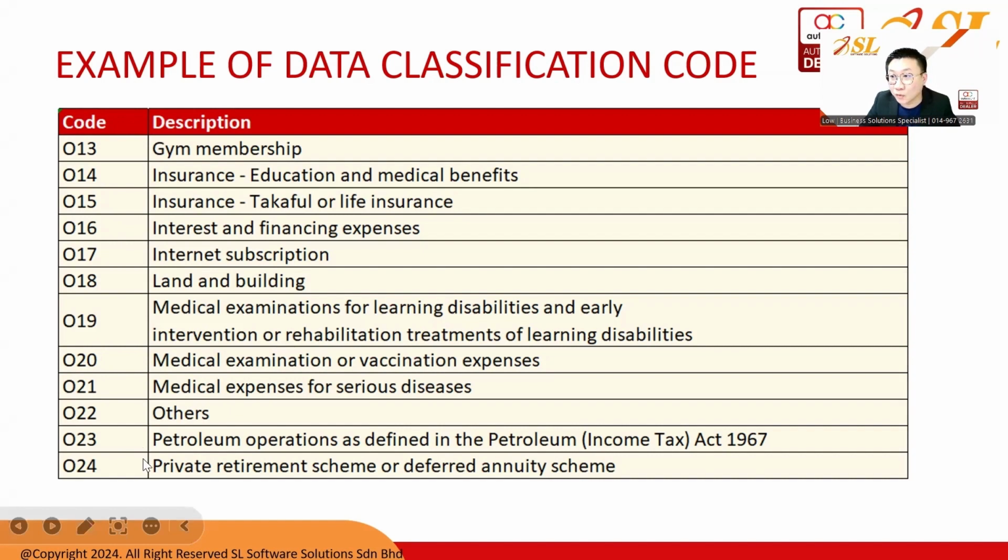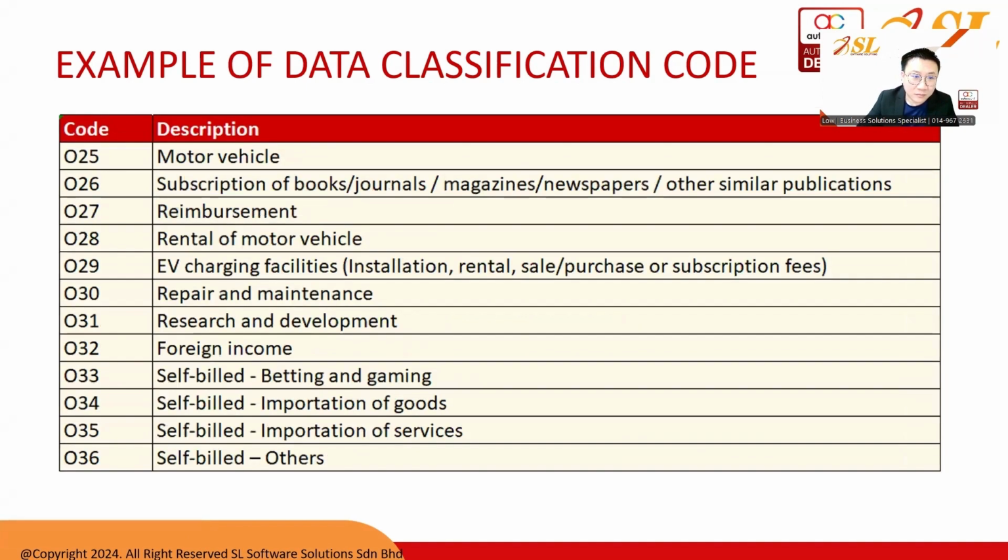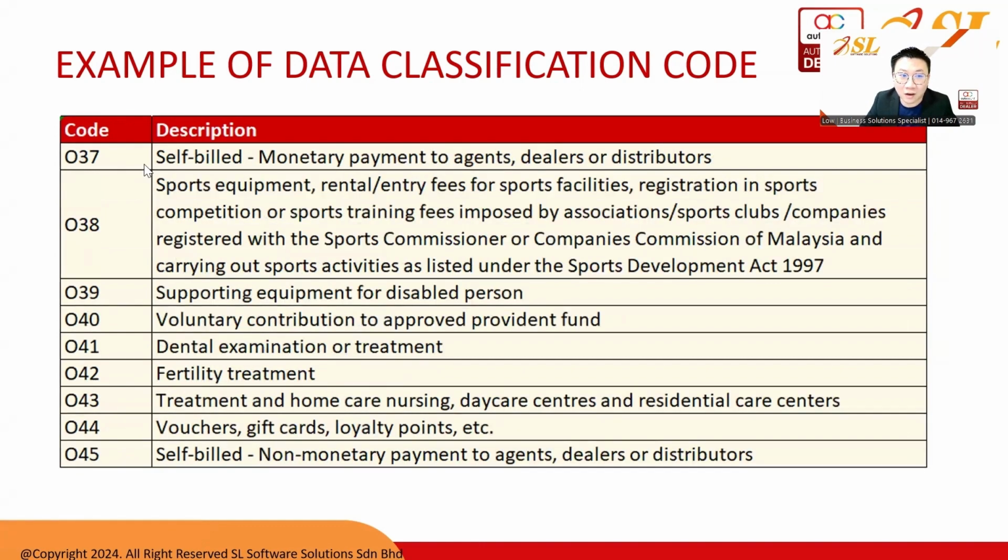PRS 024. Gym 013. And then magazine 020, 026 sorry, and then reimbursement 027. So for income, 032. Okay, self-billing, yes. Most of the self-billing is already listed over here: import goods, import services, and then others. Commission 037. Sport equipment 038 if your business is related to sport equipment. And then the rest you can read yourself.